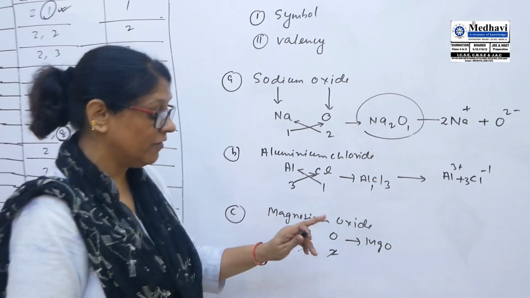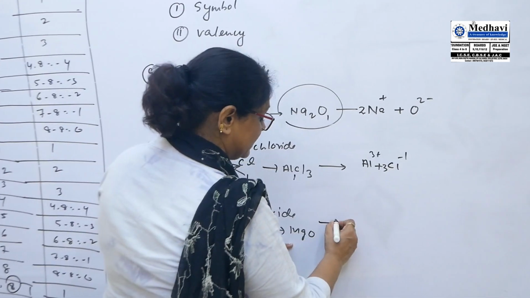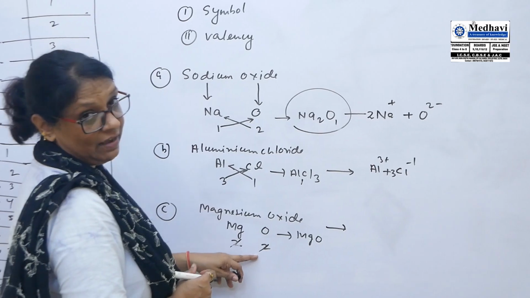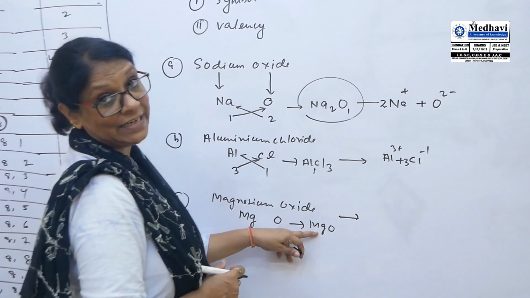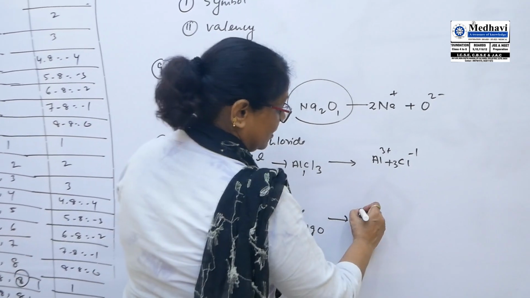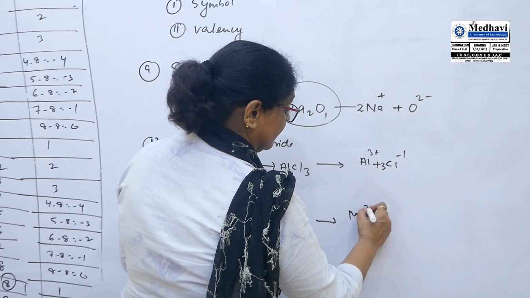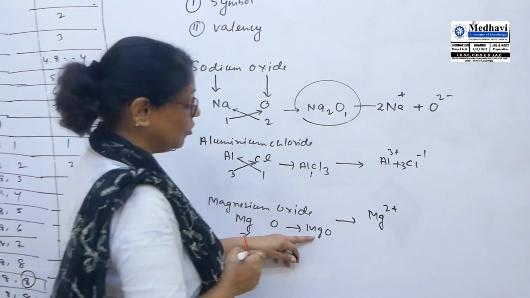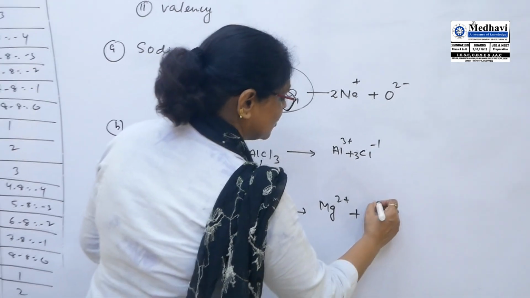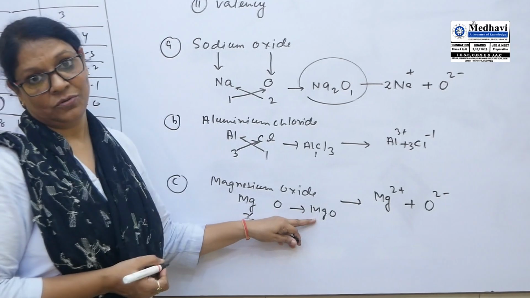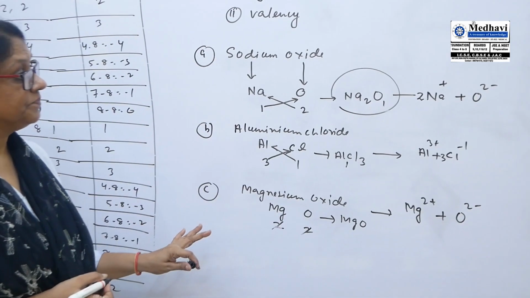With magnesium oxide we have to be very careful, because magnesium's valency is 2 and oxygen's valency is also 2, so we cannot write Mg plus 1. This is wrong. Here we have to be careful that magnesium's charge is plus 2 and oxygen's is minus 2. This is very important.